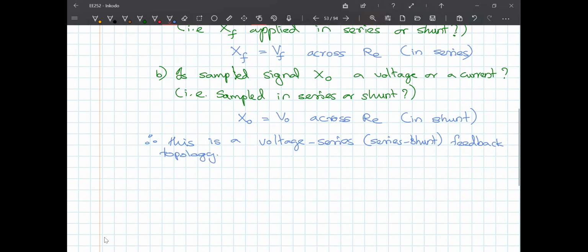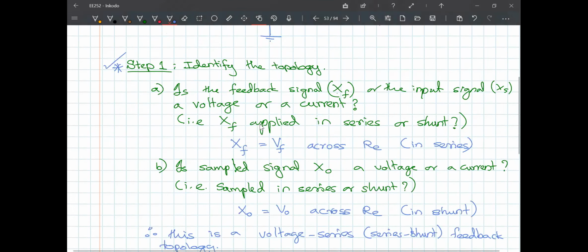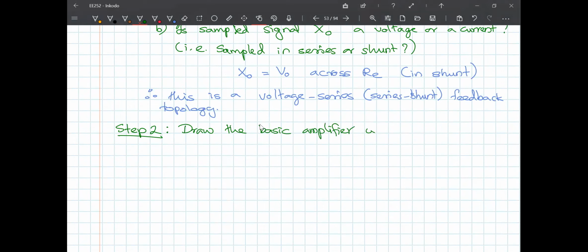Okay, we have achieved the first goal. Step 1 is done. Step 2, the second step: draw the basic amplifier circuit without feedback. Now in this circuit we may have feedback, but we are going to draw it without feedback.